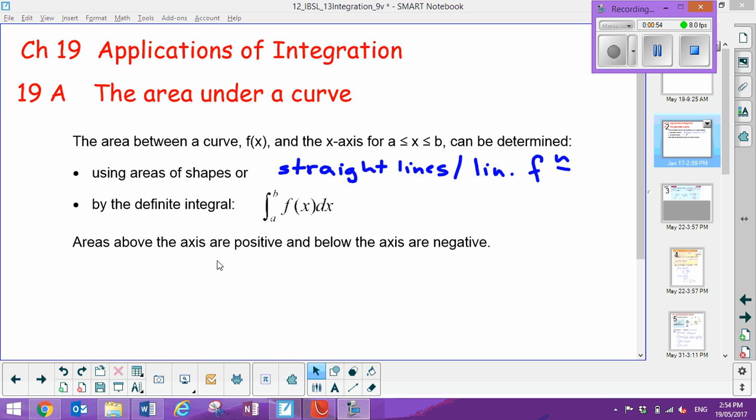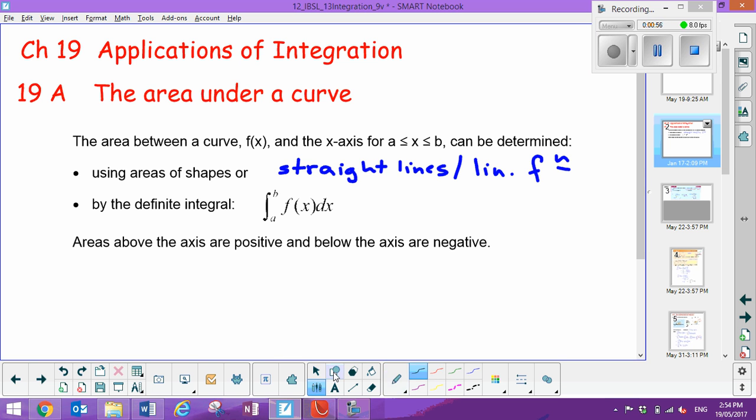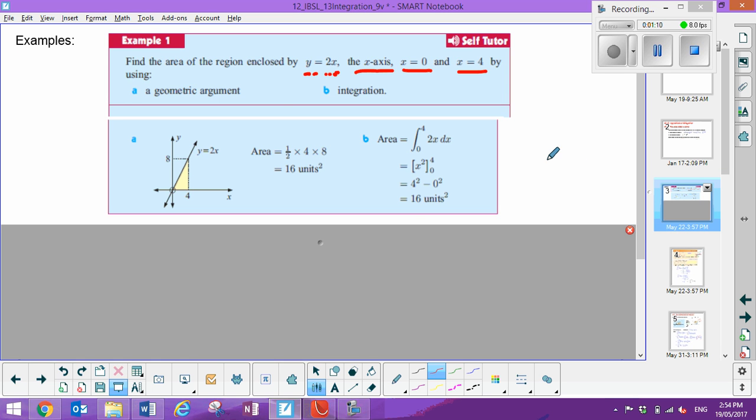The areas above the axis are positive and the areas below the axis are negative. So you hopefully came across that in chapter 18. If not, it goes into this in a little bit more detail in this section. So let's start off with that geometric possibility.